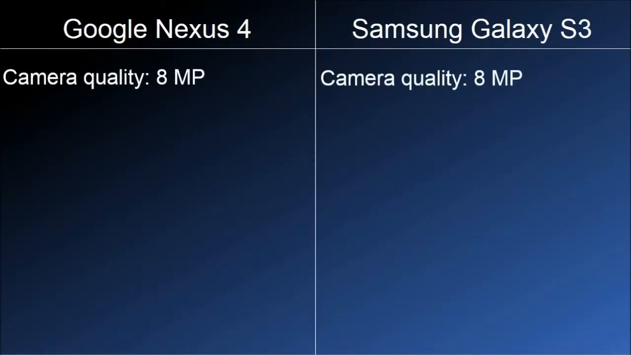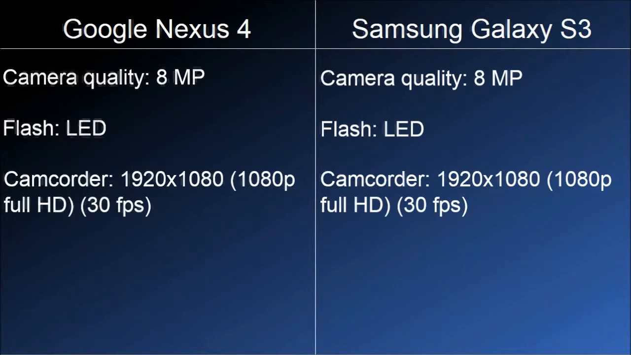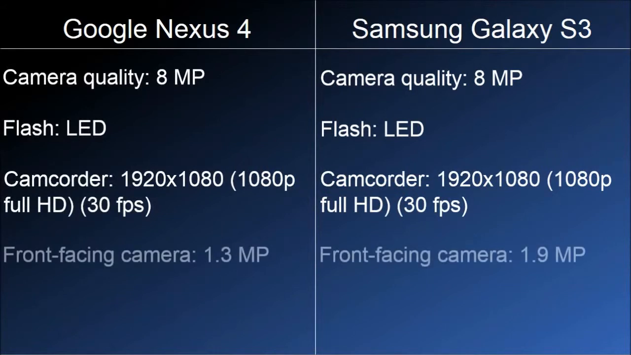In terms of camera quality, both have 8 megapixel cameras, both have an LED flash, both record in 1080p Full HD at 30 frames per second, whereas the S3 has a slightly better front-facing camera at 1.9 megapixels compared to the front-facing camera of 1.3 megapixels on the Google Nexus 4. Now, personally, I don't think these stats mean a lot in terms of cameras because software can affect it and the lens aperture size, things like that.